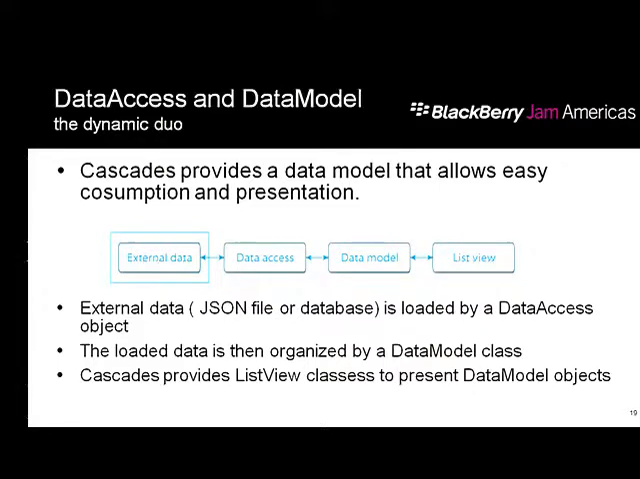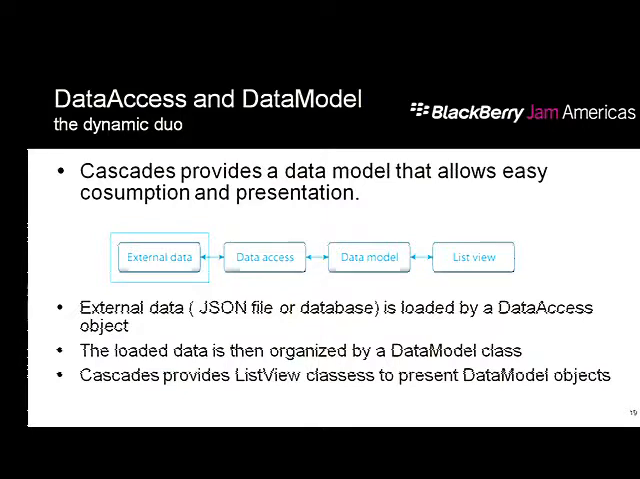So we've got two classes that we've made up. Well, actually there are three classes, so we'll get to that. But right here there are two of the dynamic duo, data access and data model. This is the basis of what you saw in the demos yesterday in the keynote, where all of a sudden there are these beautiful list views and super fast scrolling. That's all made usable by these data models and this data access.